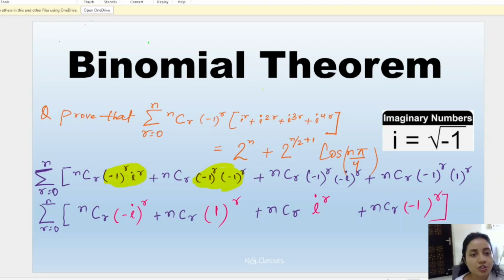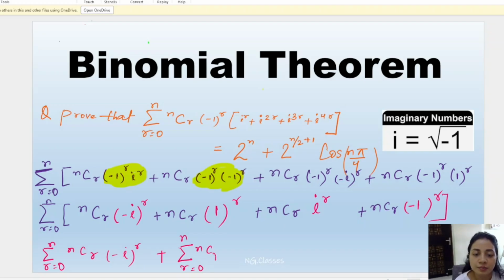Now let's distribute this summation sign with each and every term. So the first term will have summation r = 0 to n nCr (-i)^r. Similarly, the next term will have its own summation, that is r = 0 to n nCr 1^r, and the same goes for the remaining terms.